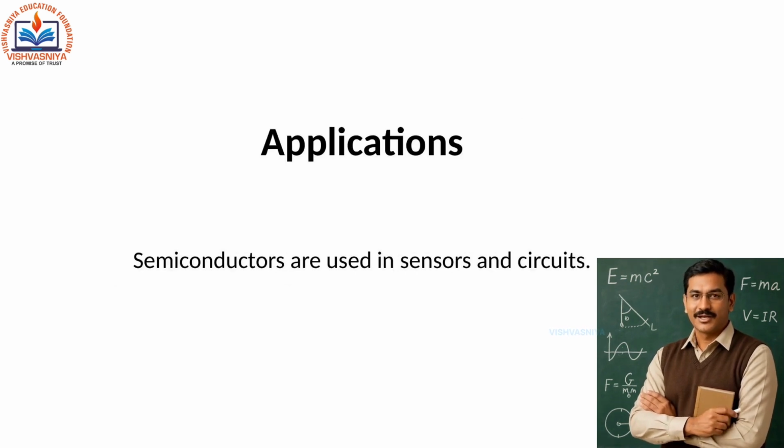Here are some real-life applications. Semiconductors are used in temperature sensors, thermistors, and electronic circuits because their resistance changes with temperature. For example, in a temperature sensor, as the environment heats, the semiconductor's resistance drops, and that change is used to measure temperature. Sir, does this mean semiconductors are used instead of metals in circuits?